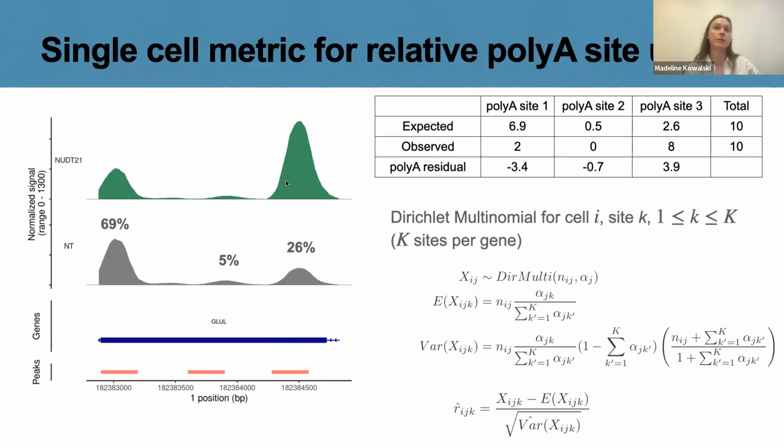However, for instance, if we have a cell that was perturbed by NAD21, again, if there are 10 reads in that cell, we would expect the counts to be distributed quite differently. We need a way to quantify how significant this change is. So here's where we rely on the Dirichlet multinomial distribution, and that we can also estimate the variance of these counts. And from this expected value and variance, we can calculate what we call a polyA residual, which quantifies the relative usage of a polyA site within a cell. This has the nice property that if it's positive, it means a polyA site is used more than in our background distribution. And if it's negative, it means a polyA site is used less frequently than in our background distribution, adjusting for the overall level of gene expression.